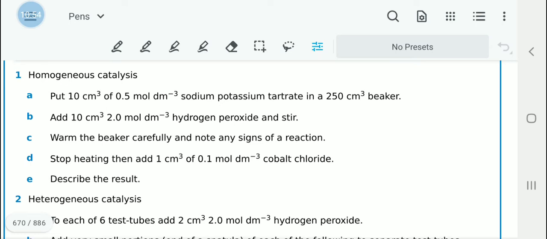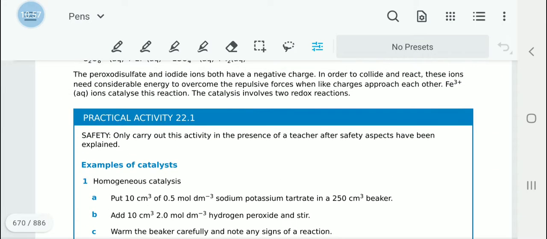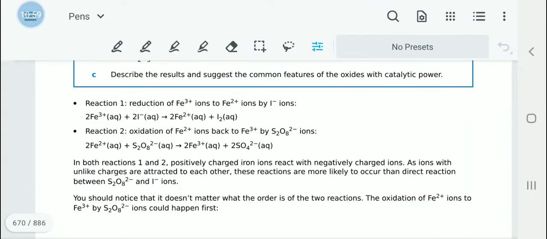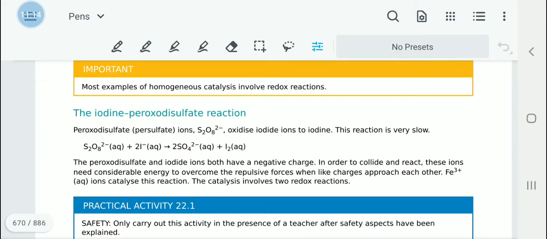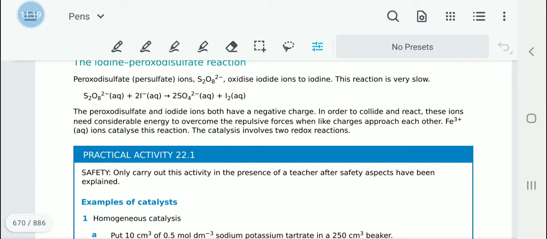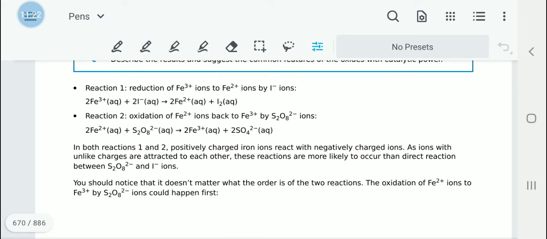Now the first reaction is the reduction of Fe3 plus ions to Fe2 plus ions by I minus ions. The main equation, please disregard this practical activity for the moment, is S2O8 2 minus aqueous plus 2I minus turning into 2SO4 2 minus aqueous plus I2. So in the first step, 2Fe3 plus aqueous will join hands with 2I minus aqueous to produce 2Fe2 plus aqueous plus I2.